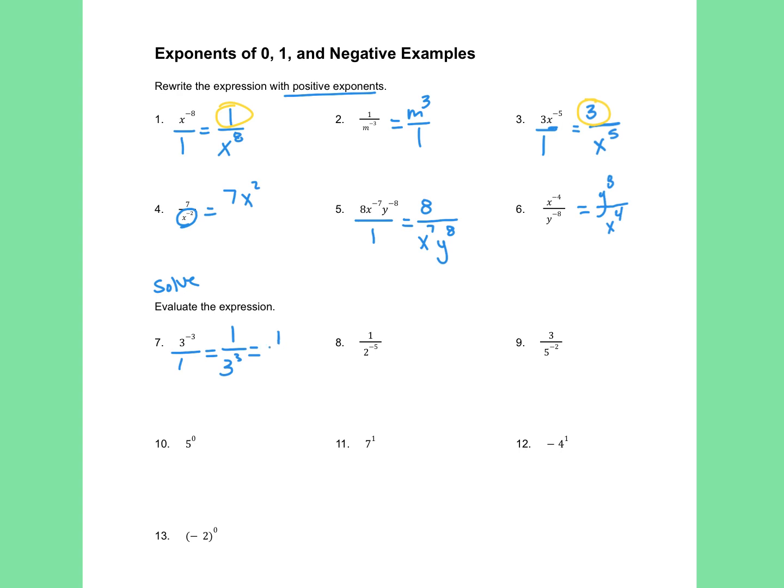And this means 1 over, 3 to the third means 3 times 3 times 3. So that would be 1 over, 3 times 3 is 9, times 3 is 27. So 3 to the negative 3 is 1 over 27.